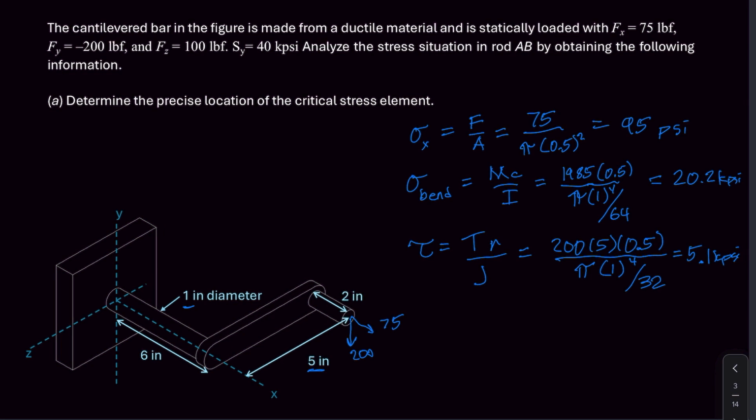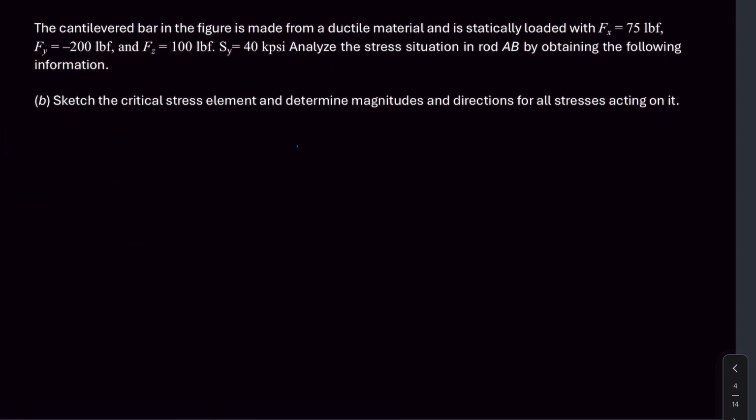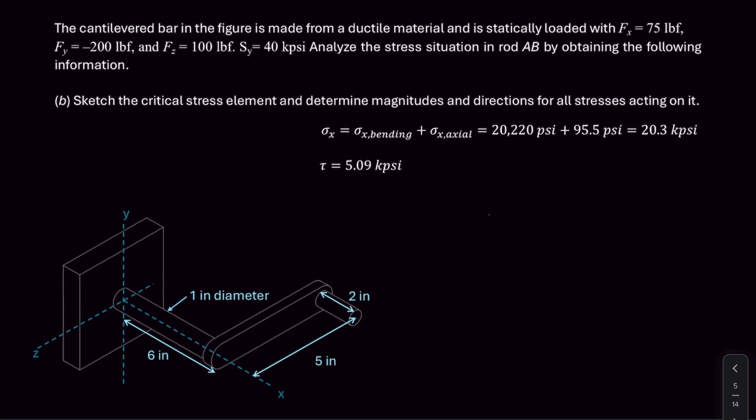So now we have all of our stresses that we needed to calculate, and now we can draw what is happening with our stress element. If we have all of our stresses here, we can draw this critical stress element now. We know in our x direction, we have the axial stress and the bending stress, and those are just going to add together. So we'd have this 20.3 kpsi is our sigma, and then our torsion.